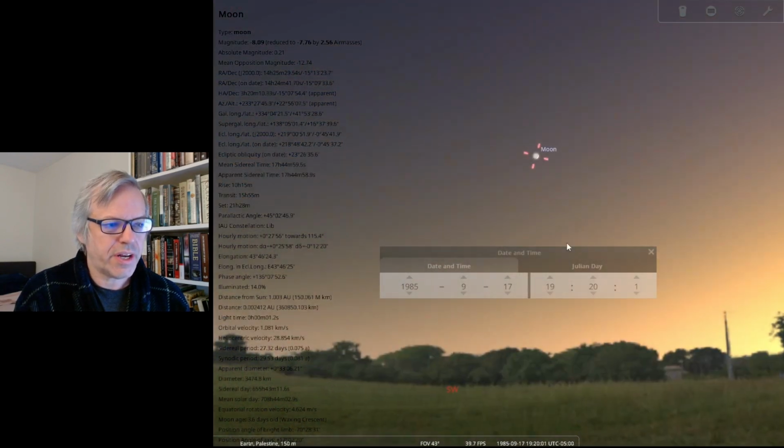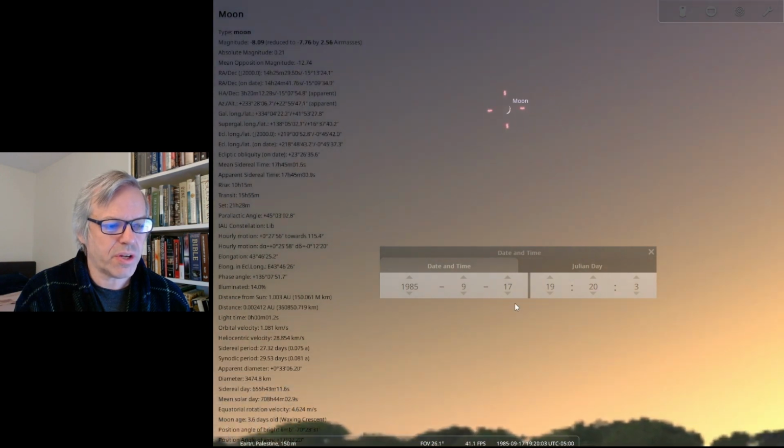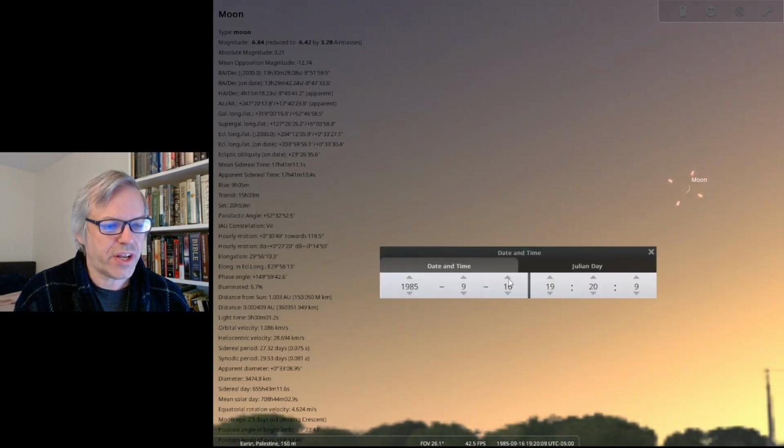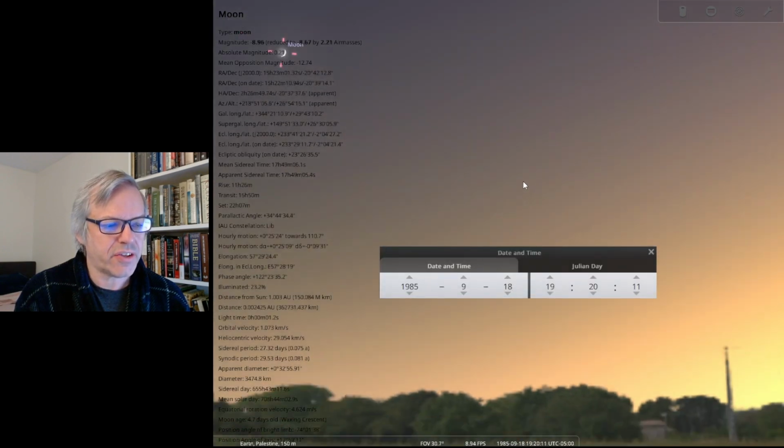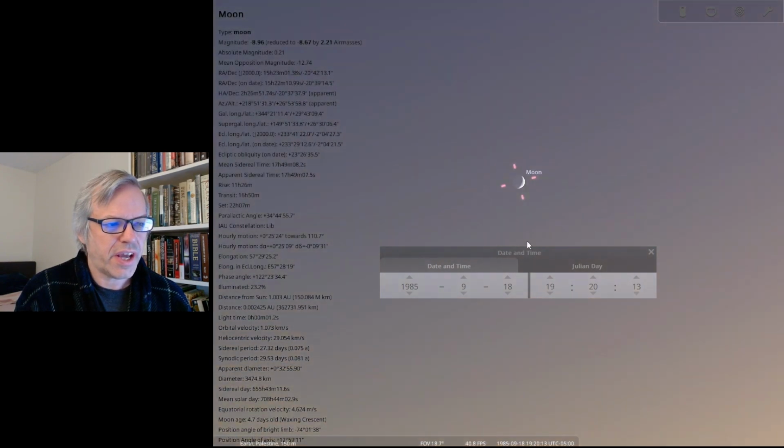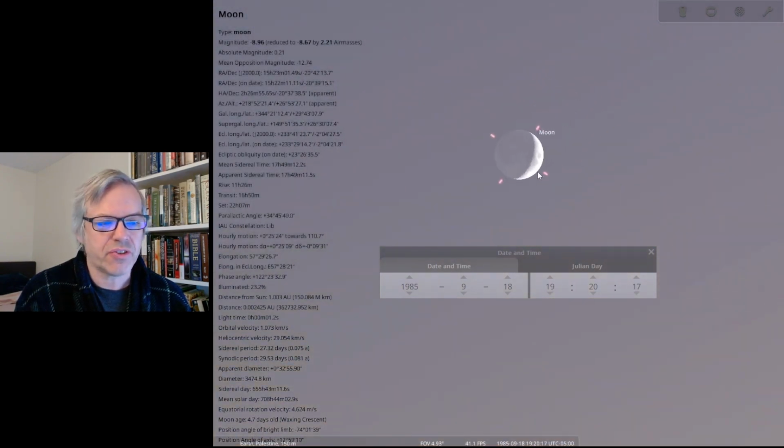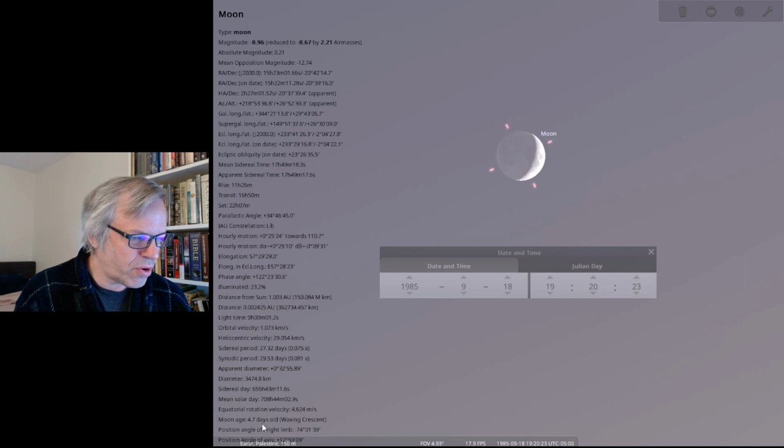we're getting, the moon is getting older. So now we're on the 17th, back to the 16th. See the change in angle in the sky, and then the 18th, and it's waxing. The crescent is now getting bigger. Notice how much bigger it is. So as the moon ages, this crescent gets larger. And this is now a 4.7 day old moon.